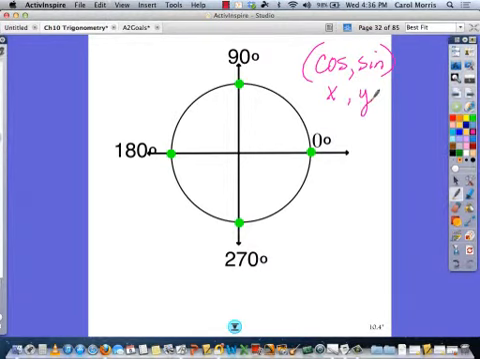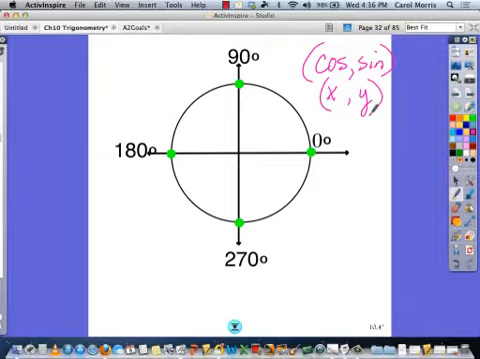Now, here's a unique way to do that if you're having trouble. X, y, you have memorized because we've used it enough, but x, y was alphabetical order. Well, now, look at the same thing. Cosine, sine. It's alphabetical order. So we're not changing the rule any.